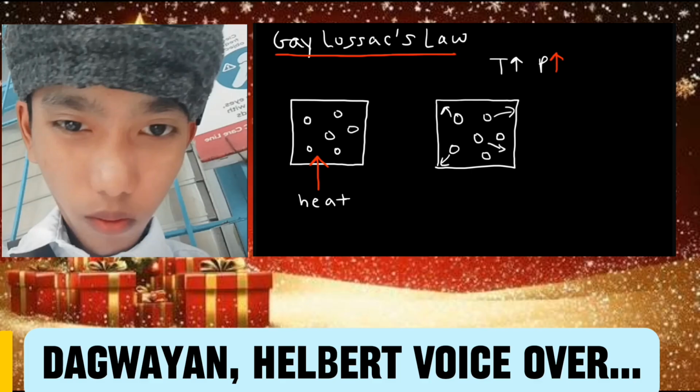As a result of the increased speed, they will collide more frequently with the walls of the container. And anytime you can increase the number of collisions, you will increase the pressure inside the container. So that's how an increase in temperature leads to an increase in pressure. Higher temperature causes molecules to move faster, which increases the number of molecular collisions, which leads to a higher pressure.